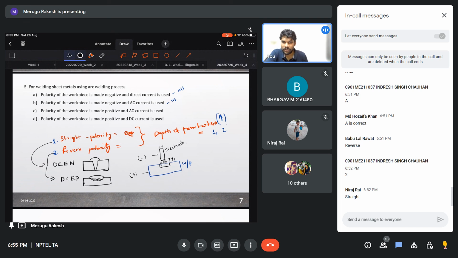So we can cancel out option C and option D because no one answered. The correct answer lies between A and B. Option A: polarity of the workpiece is made negative and direct current is used. Correct, direct current is used, not AC, so I can strike off option B also. If I didn't mention AC, it would be between these two, reverse alternating current. For welding sheets, which are very thin, I need direct current, electrode positive, so the workpiece should be negative. So option A, workpiece made negative and direct current used, is the correct option. My depth of penetration is less, but I can melt a good amount of material on the top itself to make a strong bond between the two plates or sheets.